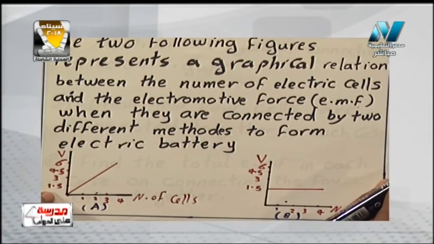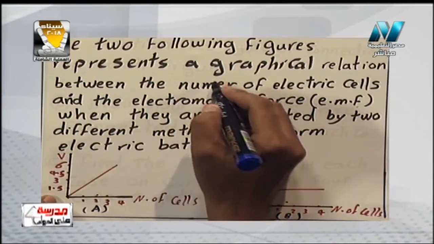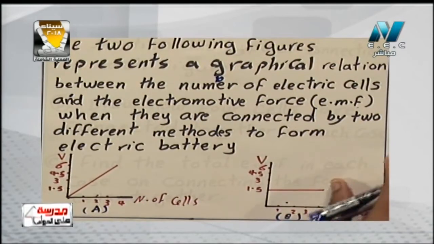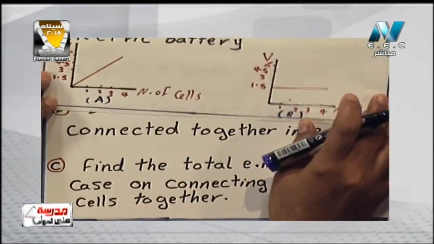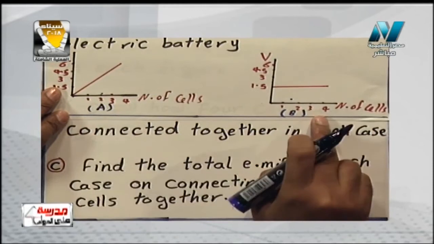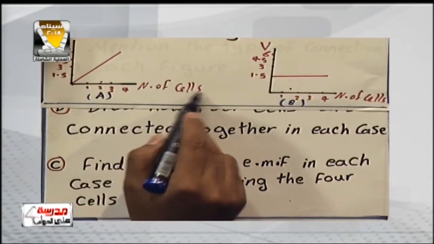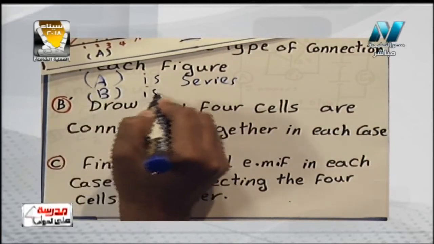Another one, as you see, my dear students, the two following figures represent a graphical relation between the number of electric cells and the electromotive force, EMF, when they are connected by two different methods to form an electric battery. This is A and this is B. Now, he asks to mention the type of connection in each figure. Which type of connection here, parallel or series? In A, sure, my dear student, it is series. Why? Because by increasing the number of cells, the potential difference or the EMF increases. So A is series, while B is parallel.